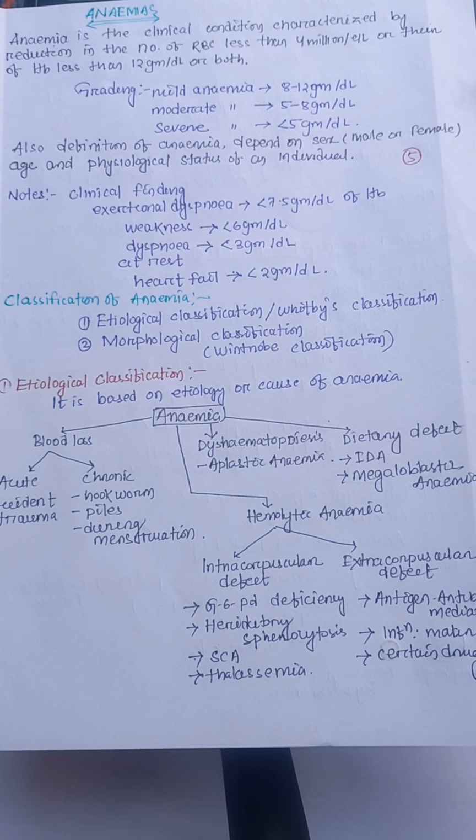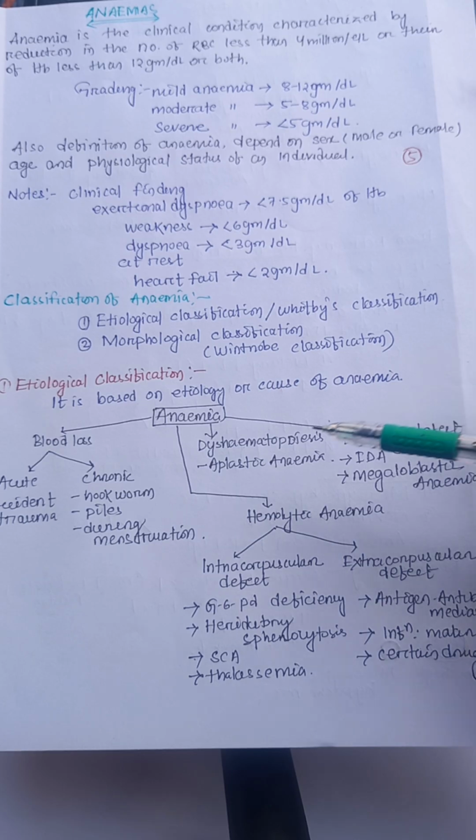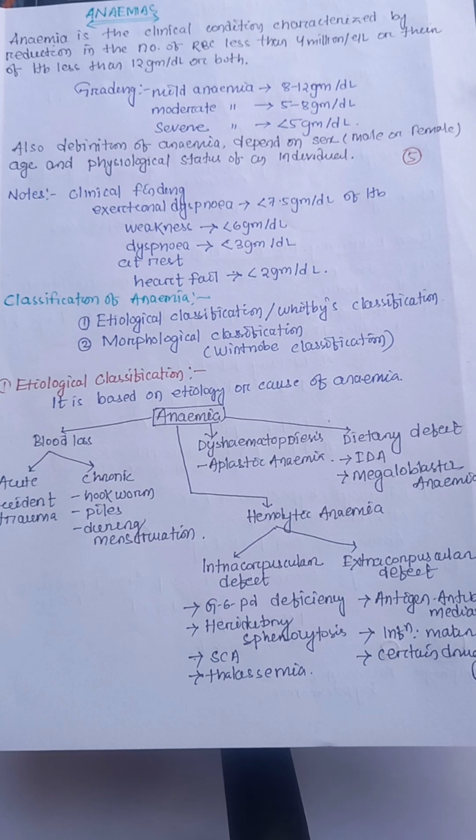Like this, chronic blood loss occurs. Okay, and if you see others, like dyshematopoiesis, that means there will be defective hematopoiesis, which is known as aplastic anemia. This is a very important one. Aplastic anemia is hypocellularity of the bone marrow, and there will be no production of any blood cells. That means there will be a defect in the RBC, WBC, and platelets. Nothing will form in aplastic anemia.